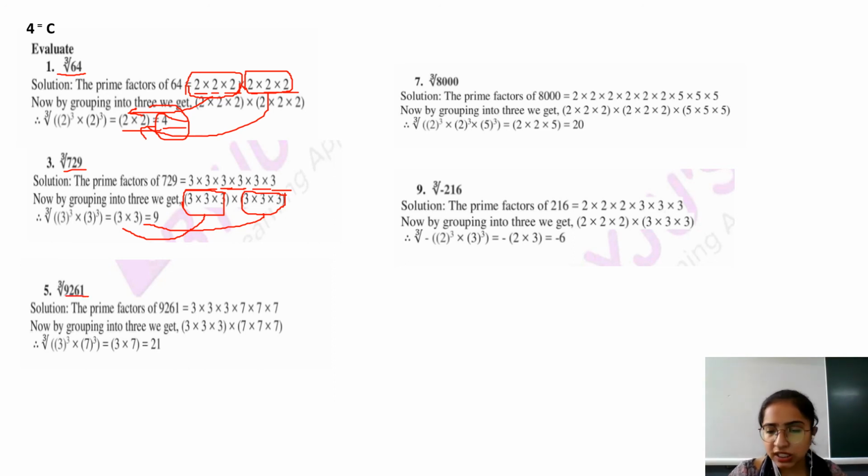Similarly, for 9261, you have to make factors first of all. 3 into 3 into 3 into 7 into 7 into 7. These will be the factors, and after making the groups, you have to take common. From the first group, 3 will come out. From the second group, 7 will come out. 3 into 7, 21 will be the answer. Like this, you can do for 8000 and 216. Clear?